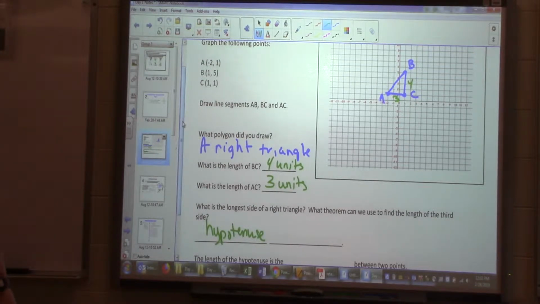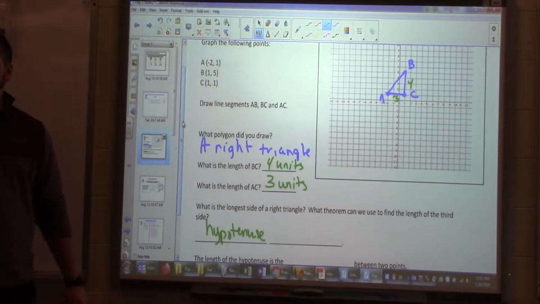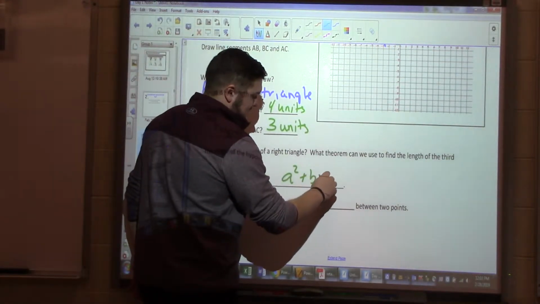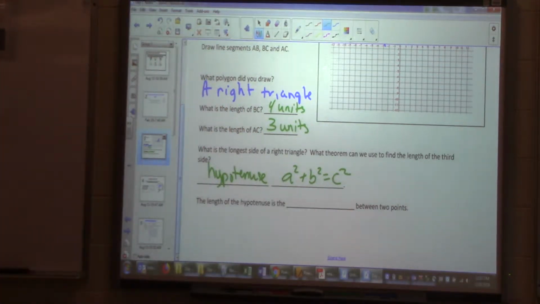Pythagorean theorem. What is Pythagorean theorem? A squared plus B squared equals C squared. I'm calling somebody. A squared plus B squared equals C squared, right? We can use Pythagorean theorem to solve for that hypotenuse. Because we have our 2 other sides. So let's do it.